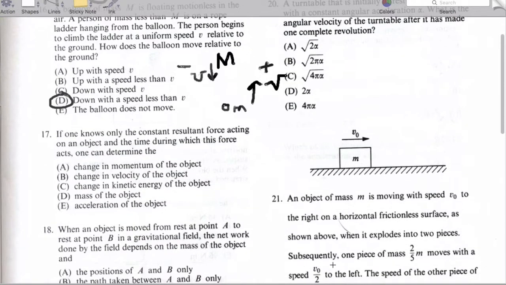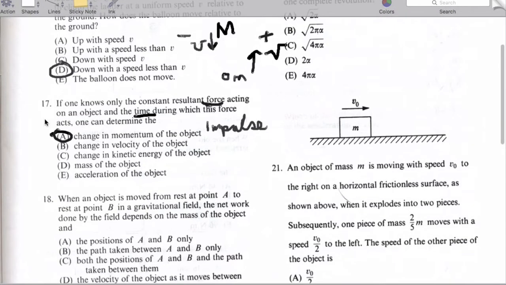All right. Check this out for number 17. We know the force and we know the time, which is the impulse. And another term for impulse is change in momentum. They love doing this all the time. You'd think they'd be sick of it, but every single time they're going to mix up the terms change in momentum and impulse.